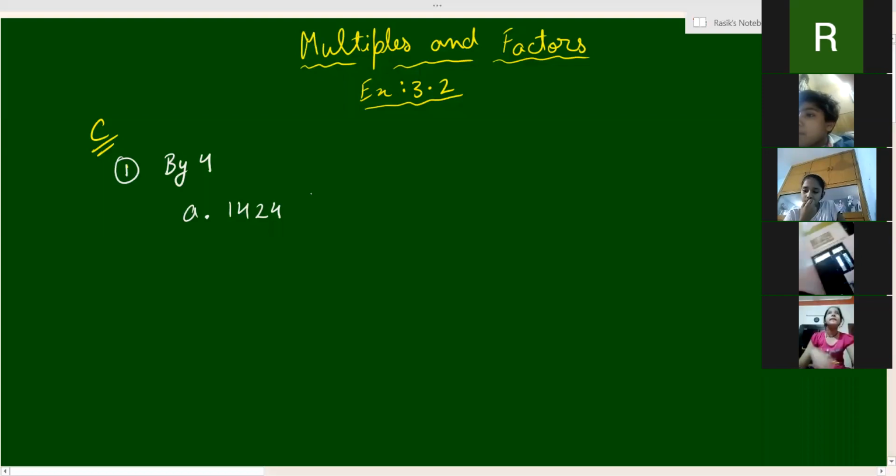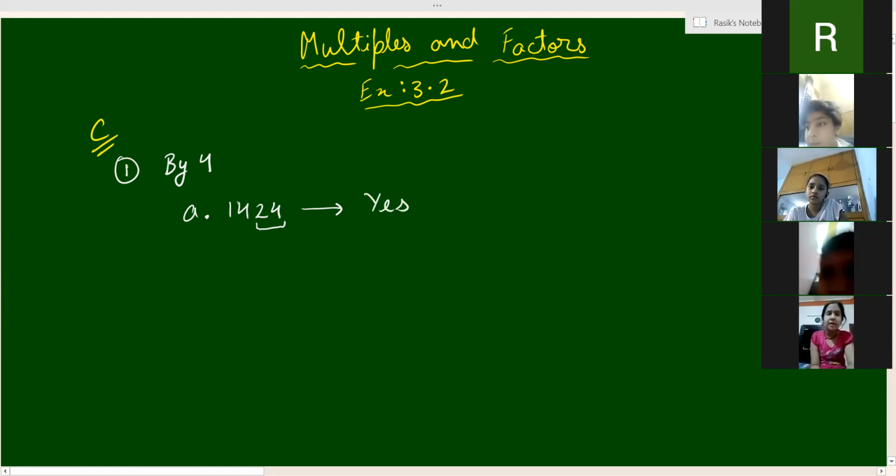Let's check that. What is the method to check the divisibility of a number by 4? You can see the last two digits of the number, 24. Is 24 a multiple of 4 or not? 24 comes in the table of 4. Yes, sir. That means the answer is yes. Therefore, the number 1424 is divisible by 4. The answer is yes.